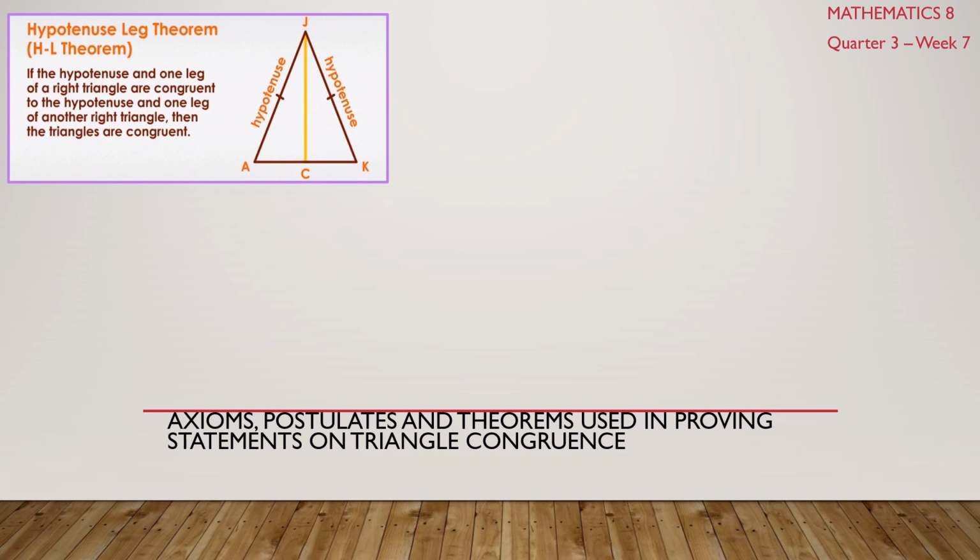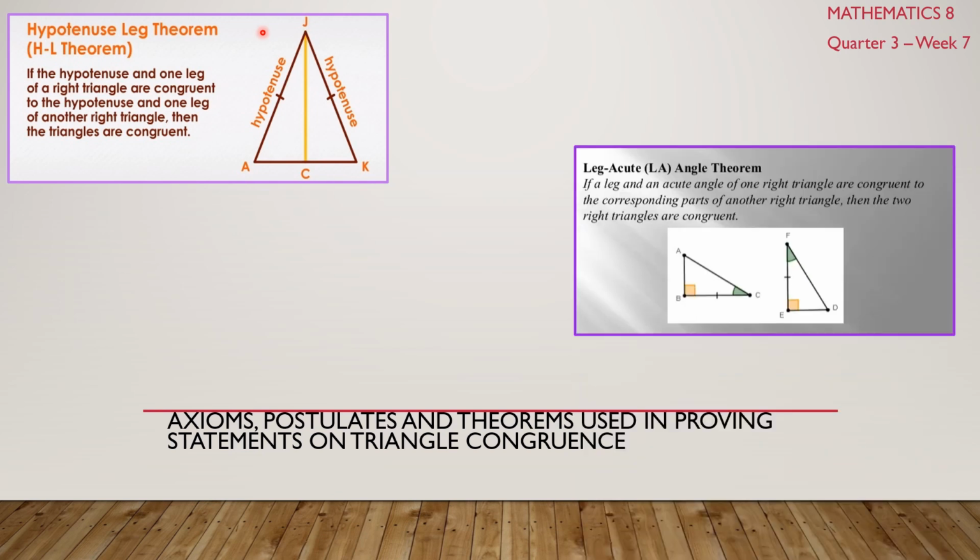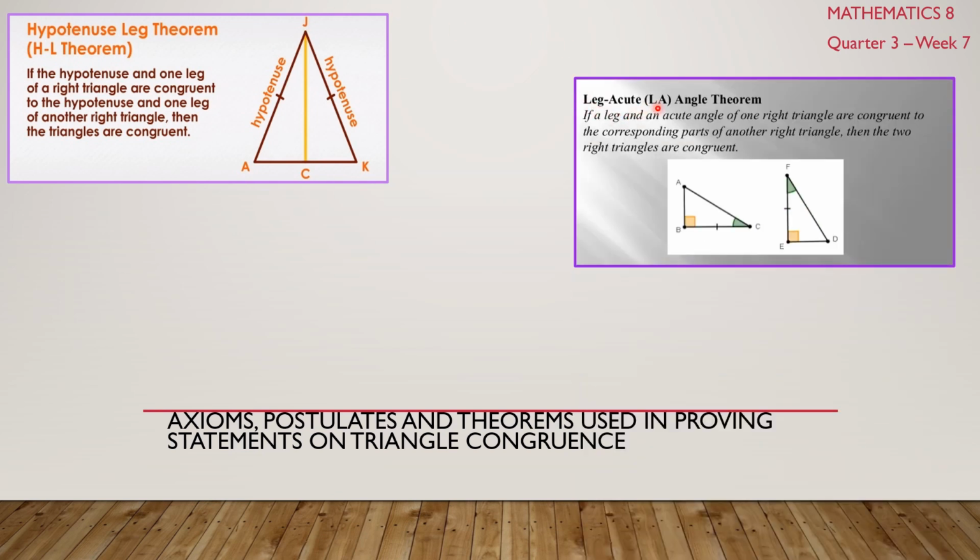Next, we have the theorems in right triangles. The first one is the Hypotenuse Leg Theorem or the HL Theorem. This theorem states that if the hypotenuse and one leg of a right triangle are congruent to the hypotenuse and one leg of another right triangle, then the two right triangles are congruent.